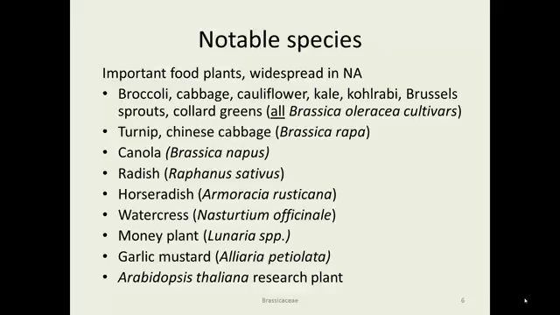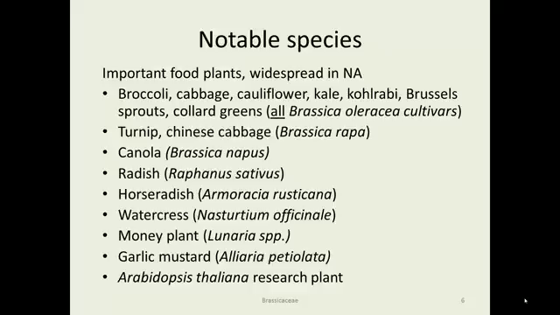Horseradish is in this family. Watercress, another widely used, not so much in the United States, but elsewhere, Nasturtium officinale. Money plant is a horticultural species, Lunaria. And then, unfortunately, garlic mustard is in this group. And Arabidopsis thaliana is a research plant that's quite famous.